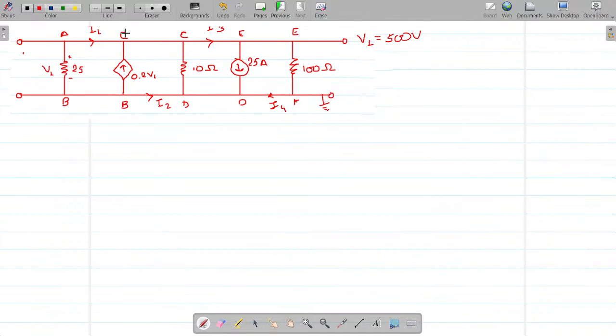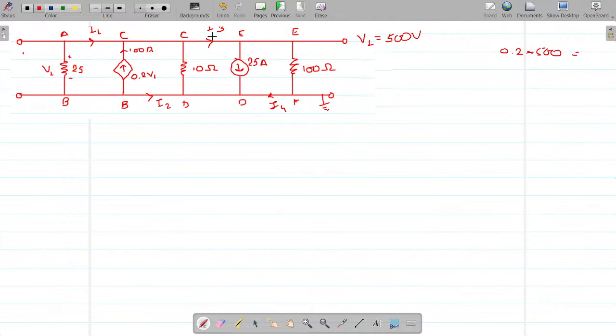So far we know that the potential here is 500. Can we calculate current in each branch? Tell me. If this one is 0.2 times V1 and V1 is 500, what would be the current in the branch B to C? 0.2 times V1, right? What is 0.2 times V1? Can I write it to be 100 amperes? So this is 100 amperes.